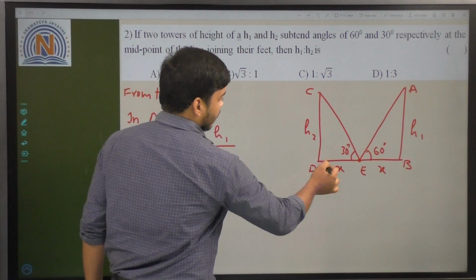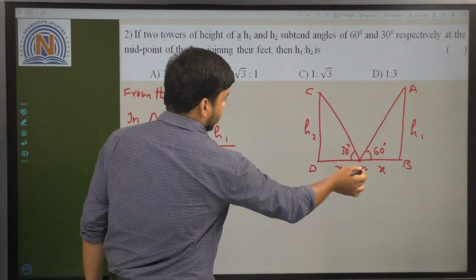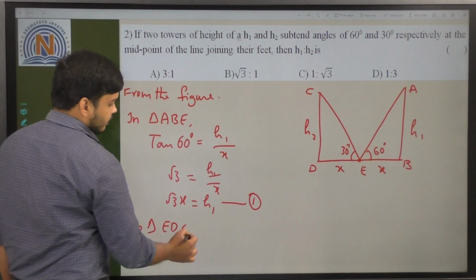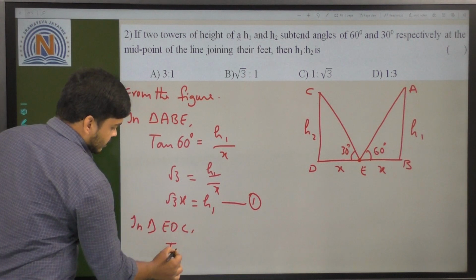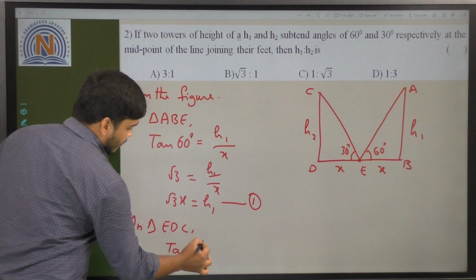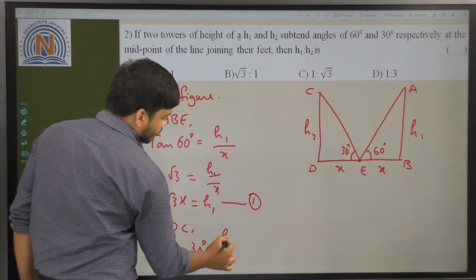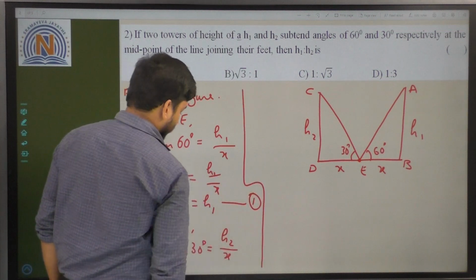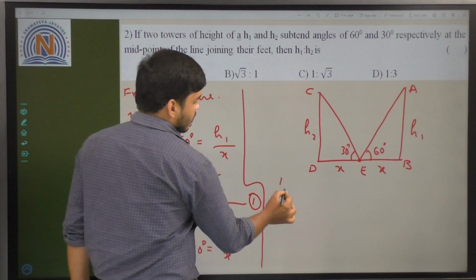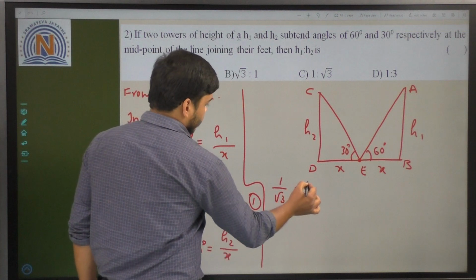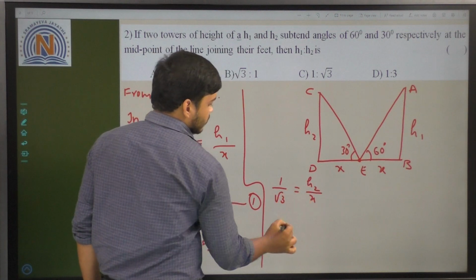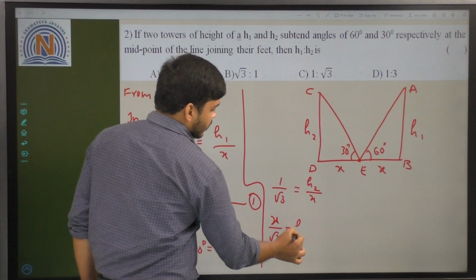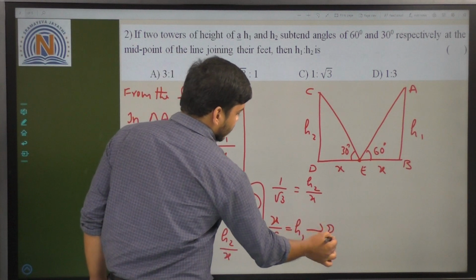Now I am taking this triangle DEC, or EDC. Tan 30 degrees is equal to H2 by X. So tan 30 degrees value is 1 by root 3, which is equal to H2 by X. Therefore X by root 3 is equal to H2. This is equation number 2.